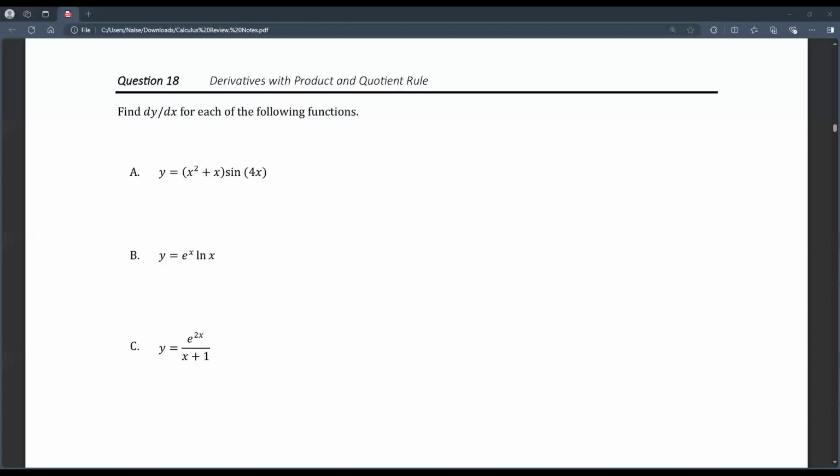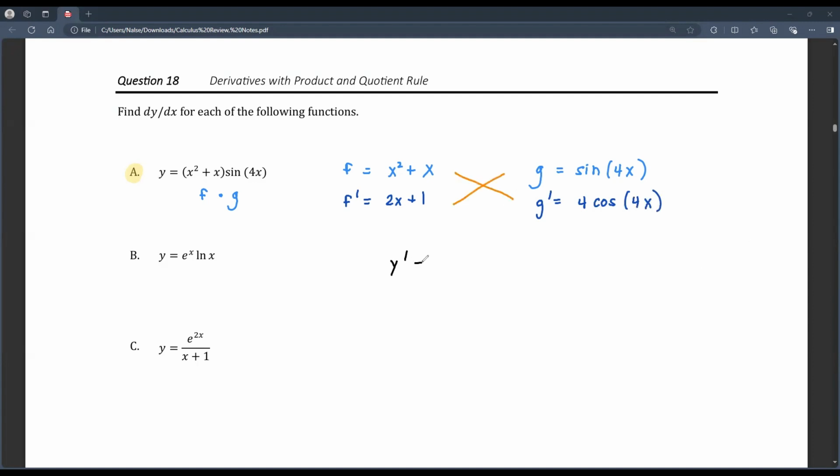Part A. I would recommend outlining the functions f and g, the 2 functions being multiplied to each other. We can say that f is x squared plus x, and that g is sine of 4x. We will need their derivatives to complete product rule. Doing so shows that f prime is 2x plus 1 and g prime is 4 times cosine of 4x. We can now piece together product rule according to the Fig-GIF mnemonic. This gives our final answer for y prime. You can use this outlining method to complete parts B and C.